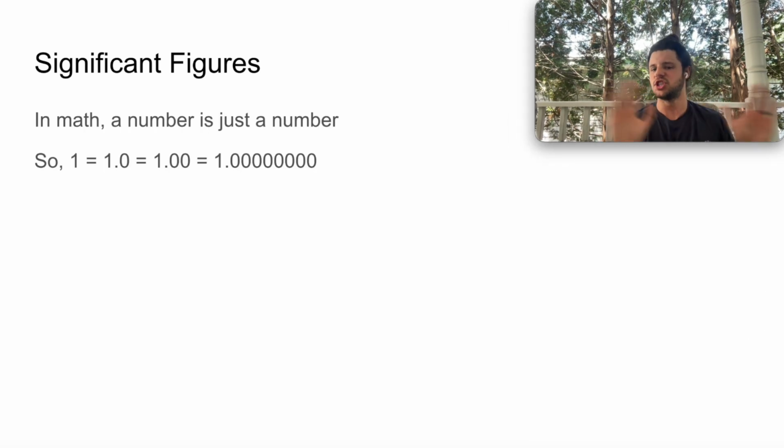So in math, a number is just a number, meaning that if we think about the number 1, it has no difference in meaning between 1, the digit 1, or 1.0, the decimal 1.0, or the number 1.00 or 1.000. We can have those zeros go on as long as we want. These are all the exact same number with the exact same meaning in math.